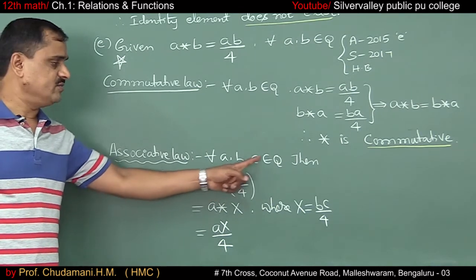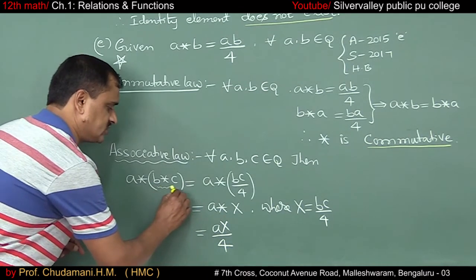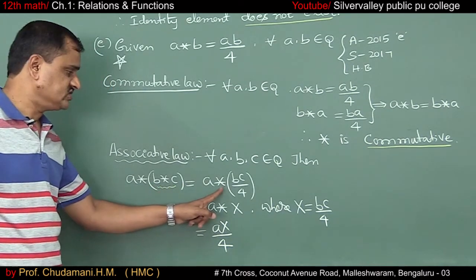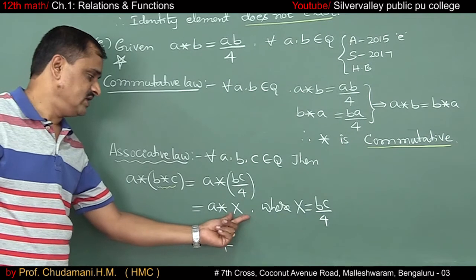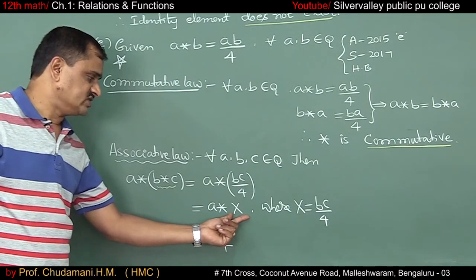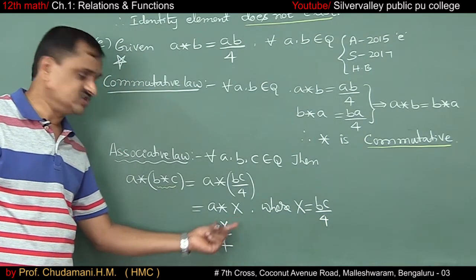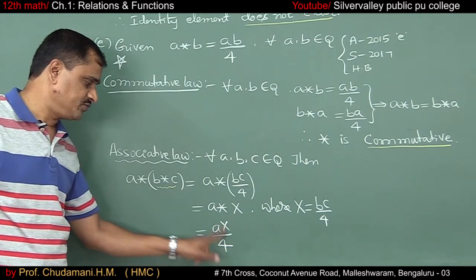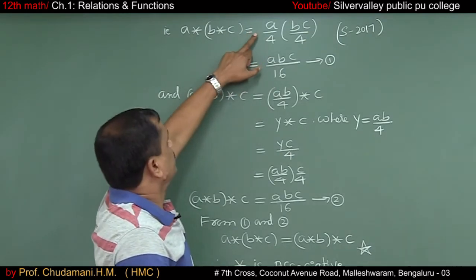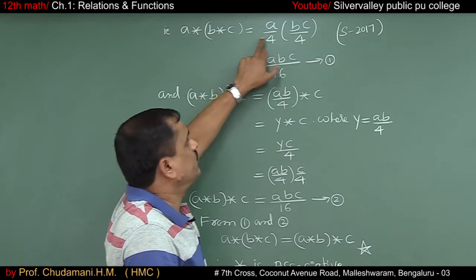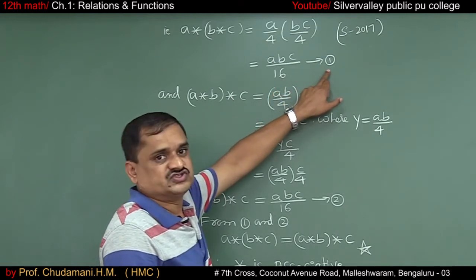For all A, B, C belonging to the set Q, consider A star (B star C). Observe B star C is equal to BC divided by 4. Let me denote this as some X. A star X, where X is equal to BC by 4. A star X means what? AX divided by 4. Resubstitute for X. So A star (B star C) equals A by 4 into X, which is BC by 4, you know. So ABC divided by 16, say equation 1.